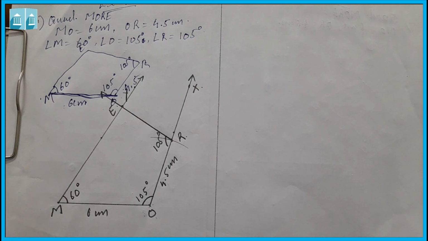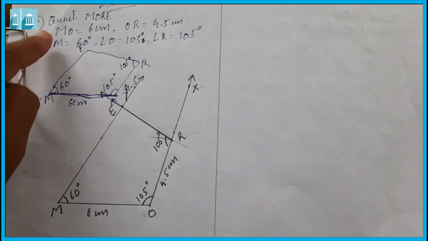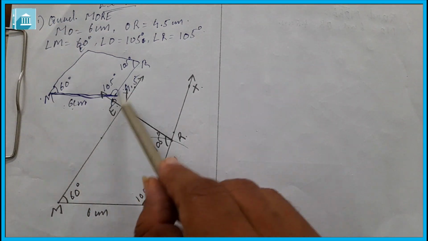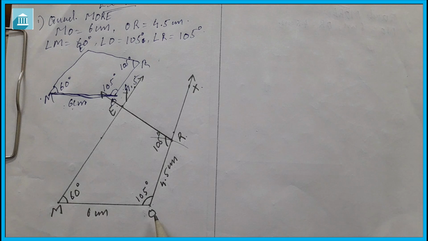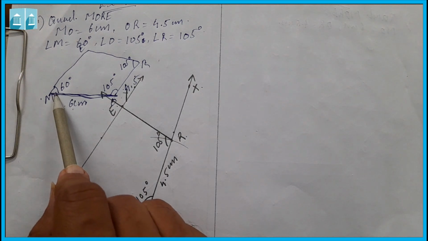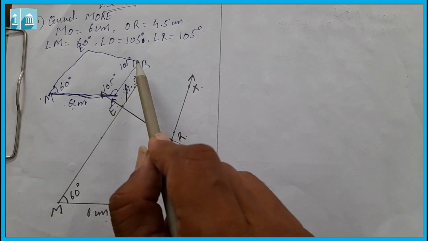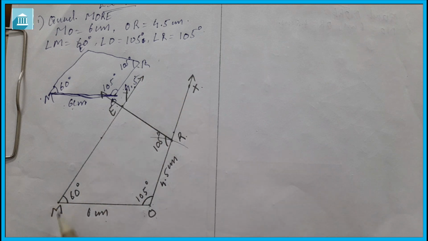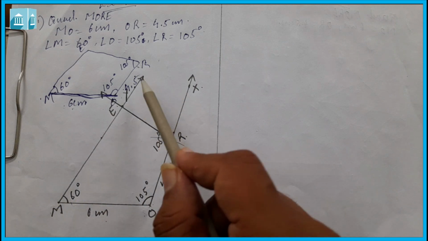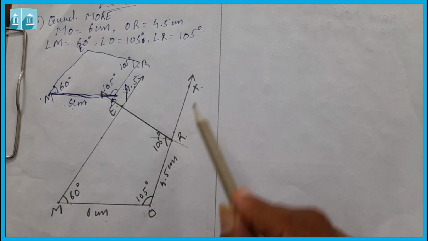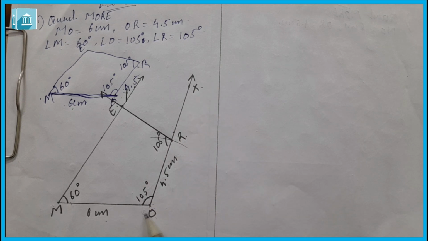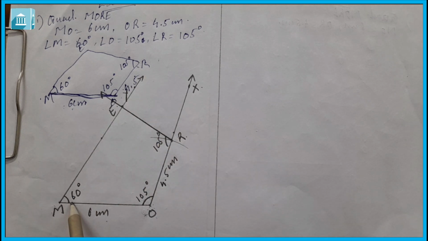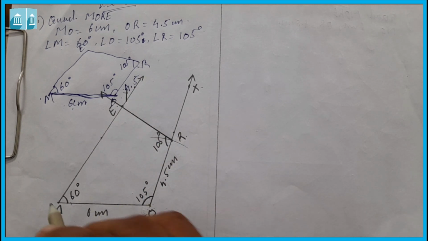Again I am repeating, in quadrilateral MORE, two sides are given, that is MO and OR. So first we will draw the base MO, 6 centimeter, then three angles: angle M is equal to 60, angle O is equal to 105, angle R is equal to 105. We will draw angle MOX, 105 degree here, then angle OMY, 60 degree here. Then these two angles we got.